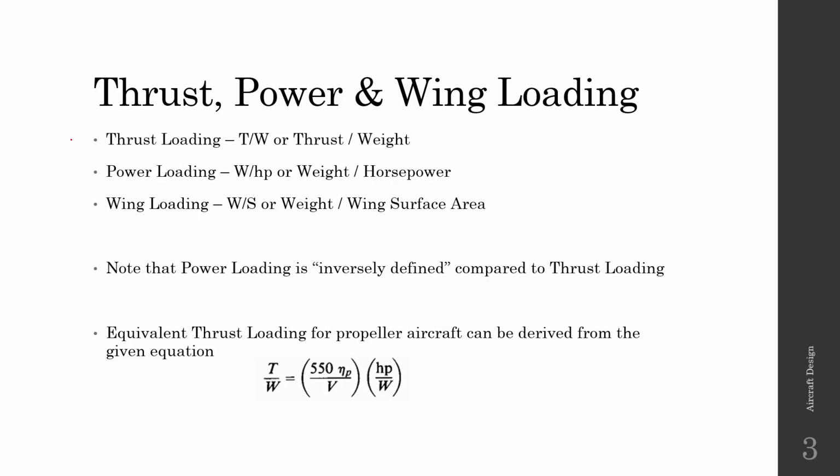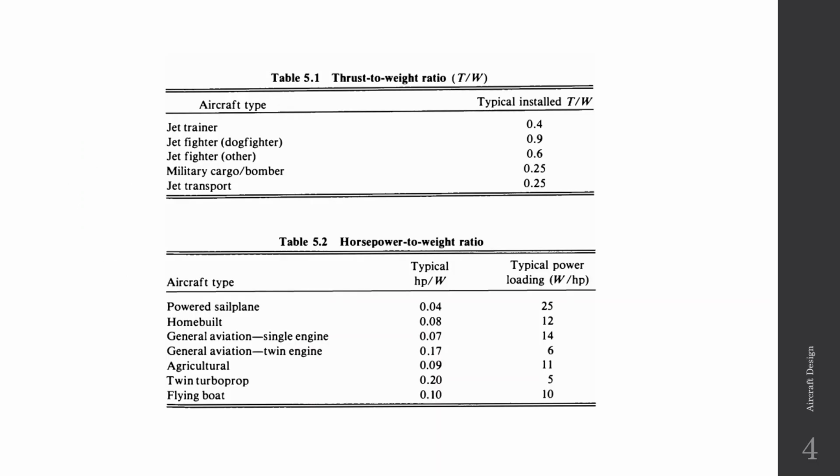As you know, thrust, power, and wing loading, these are the definitions. So thrust loading is T by W, power loading is W by HP, and wing loading is W by S. And these are the thrust to weight ratio and horsepower to weight ratios for different kinds of aircrafts, and I have taken this table from Raymer's book.